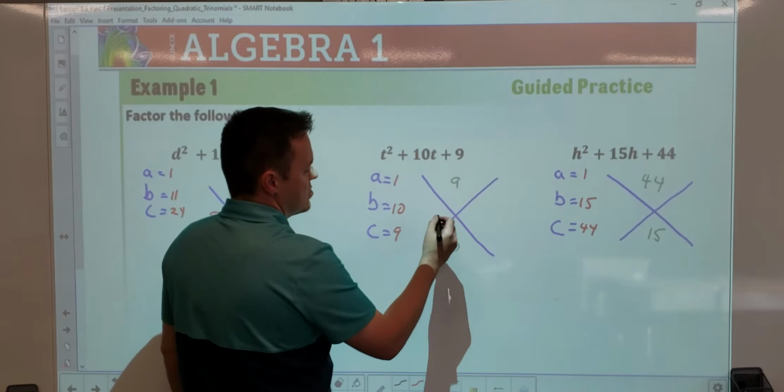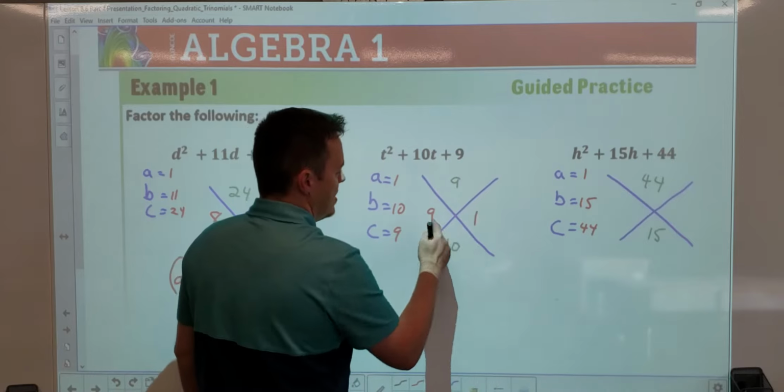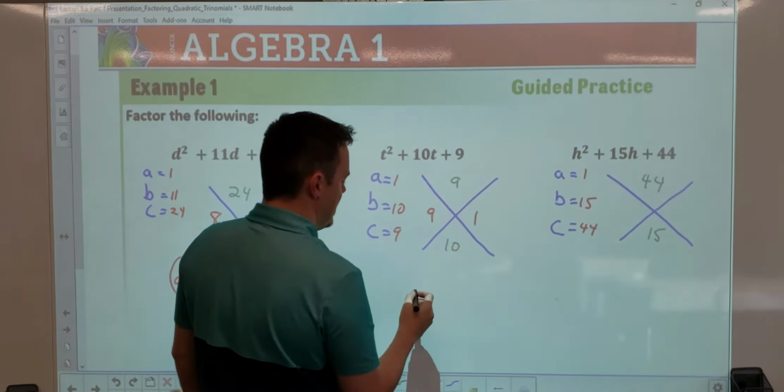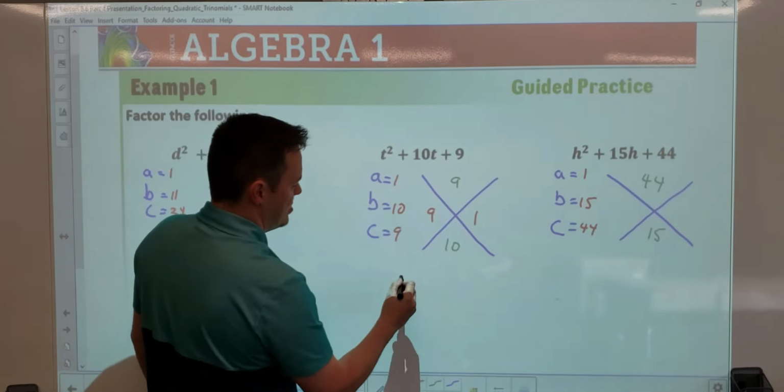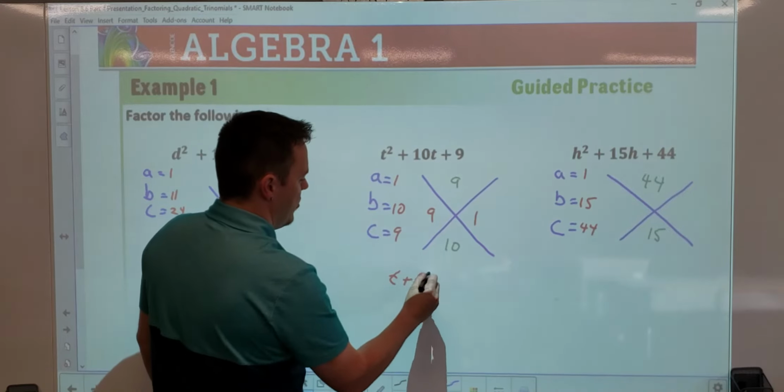Okay, what two numbers? This one's relatively easy. It is 9 and 1. 9 times 1 is 9. 9 plus 1 is 10. So whenever you see a situation like that, ladies and gentlemen, please be aware of what you're going to run into.